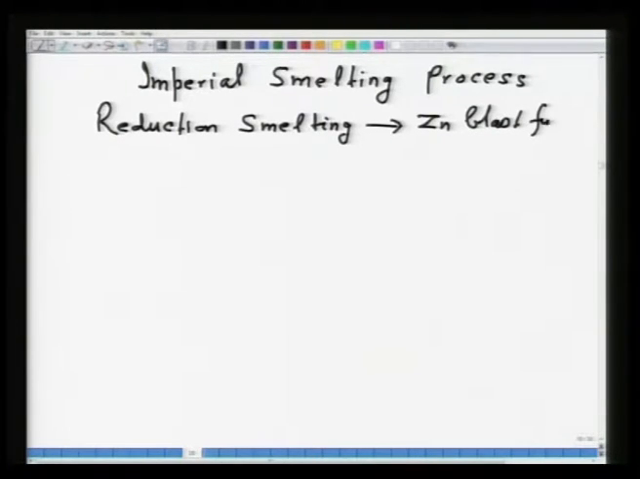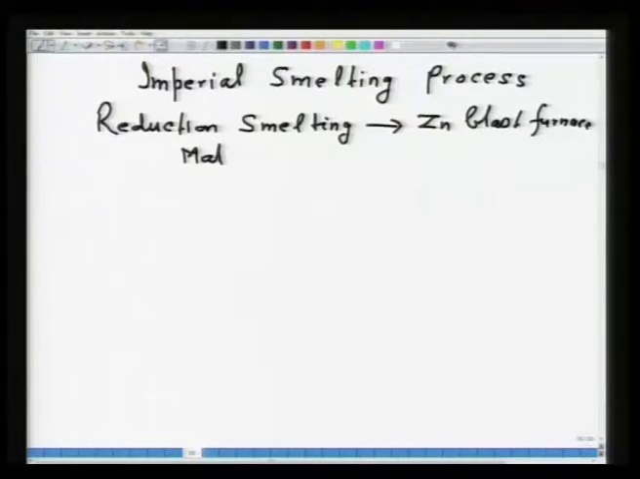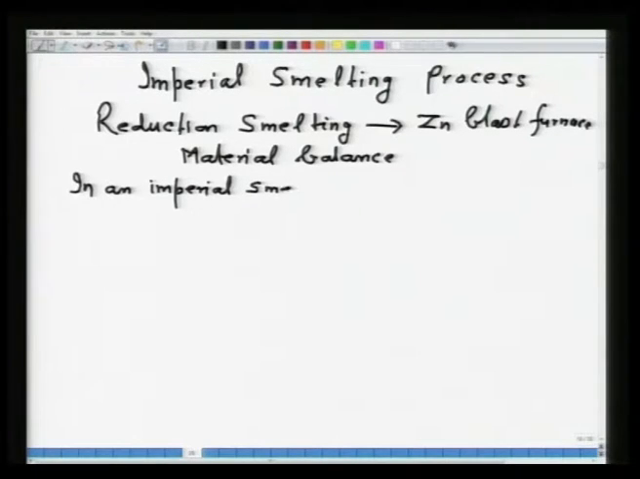So, today I will be illustrating a problem on imperial smelting process, and in fact material balance in imperial smelting process. First I will write down the problem.